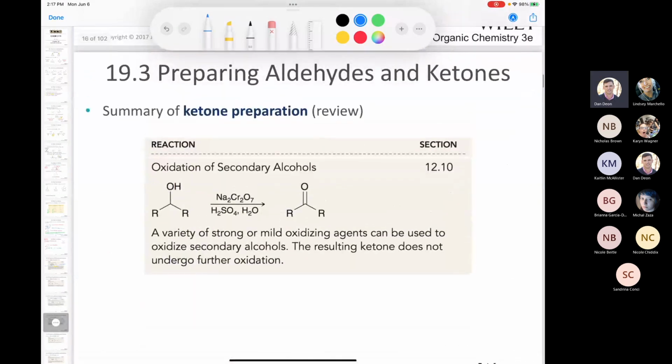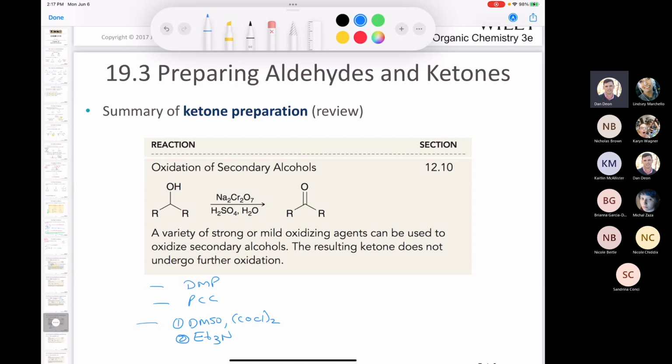What else? How do we make ketones? Okay, oxidation of a secondary alcohol. You can use anything you want. You can use Dess-Martin periodinane. You can use PCC. You can use the Swern, which is DMSO and oxalyl chloride, followed by triethylamine. You can use any of these oxidations.